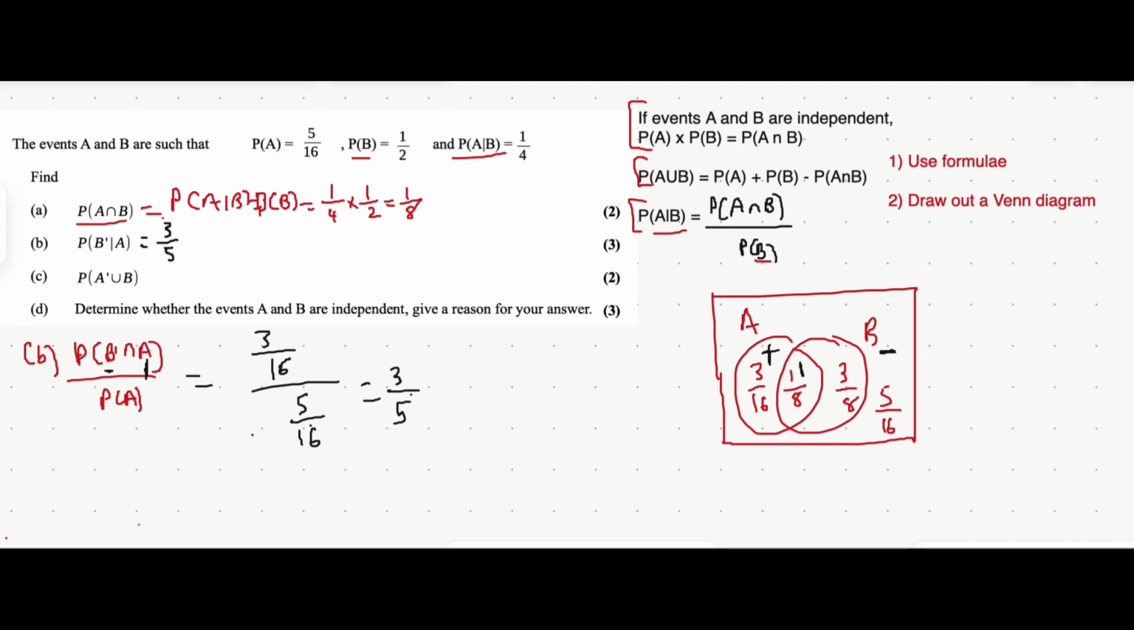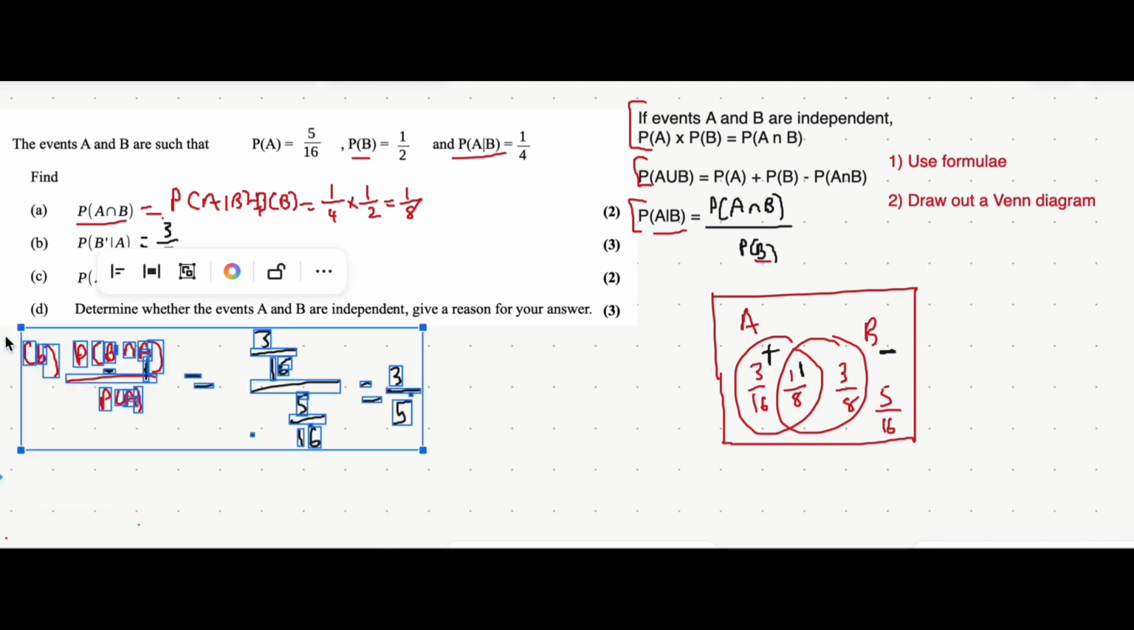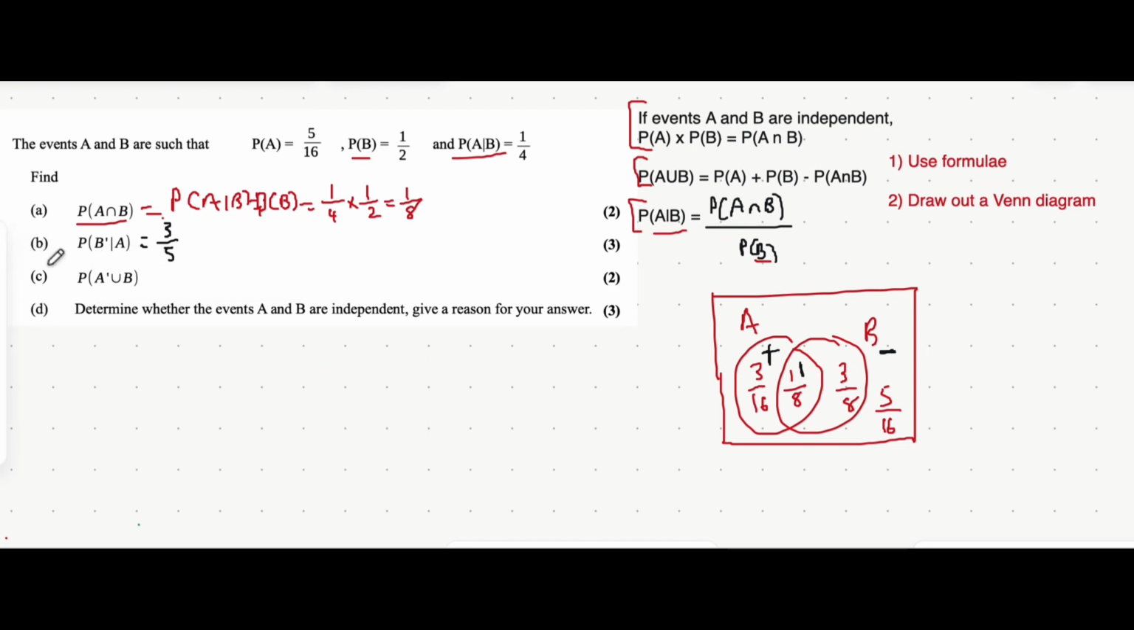So it's good that we draw out the Venn diagram because it's also going to help us with part C of this question, where it says not A union B. So in one color, let's shade in what section of the Venn diagram is represented by not A. That's everything that's not in the circle of A. So that's this and this section.